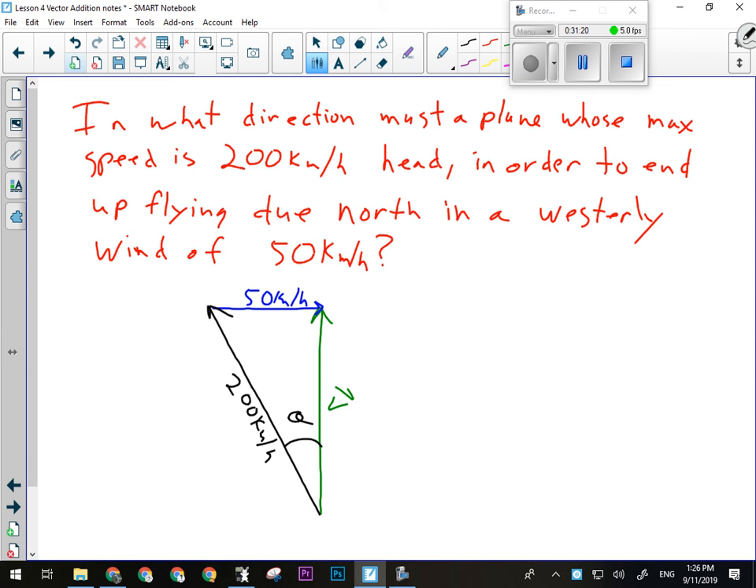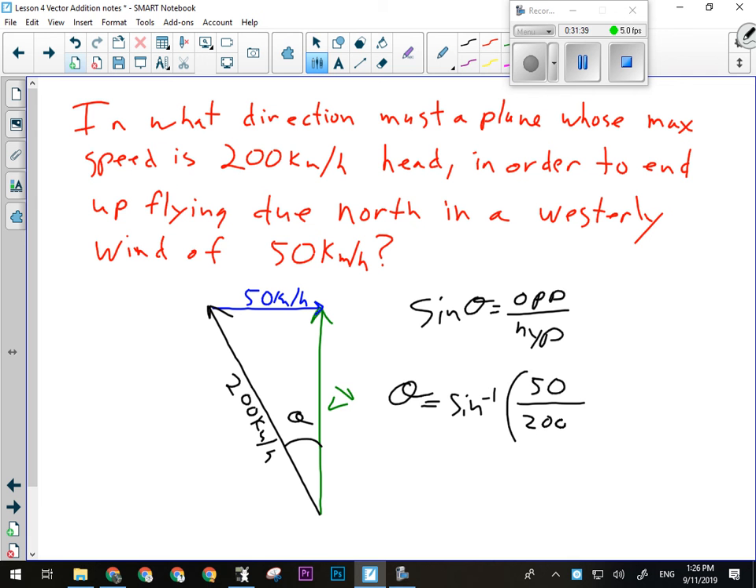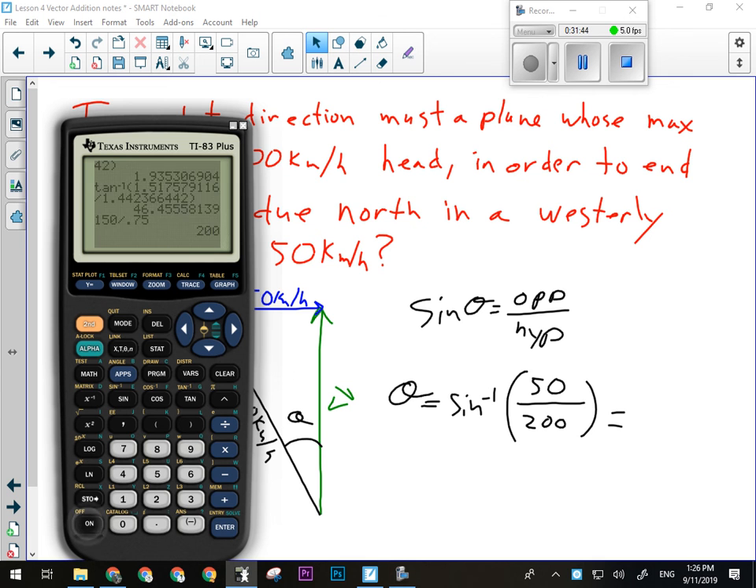All right. So if I want to find theta, the sine of theta relates the opposite side and the hypotenuse. So I'm going to go sine inverse, or sine to the minus 1, of the opposite side, which is 50, divided by the hypotenuse, which is 200. So that plane has to fly 14 degrees.